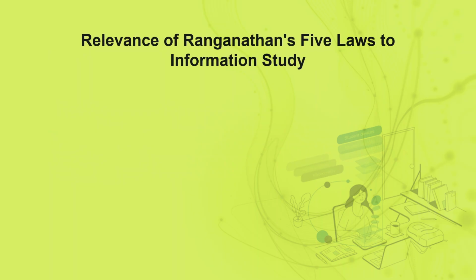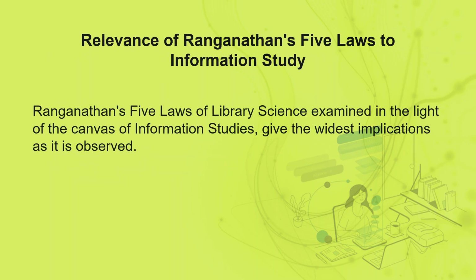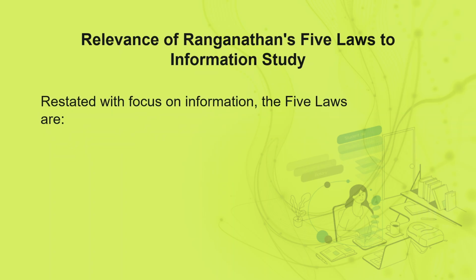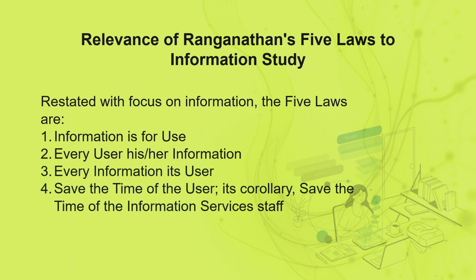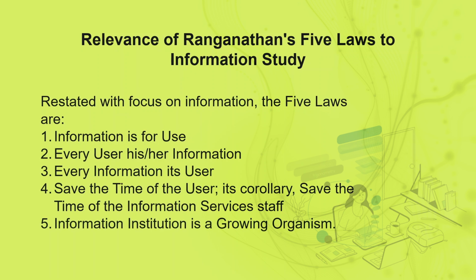In this regard, we must discuss the relevance of Ranganathan's 5 laws to information studies. Ranganathan's 5 laws of library science, examined in the light of the canvas of information studies, give the widest implications as it is observed. Restated with focus on information, the 5 laws are: information is for use, every user his or her information, every information its user, save the time of the user, and information institution is a growing organism.